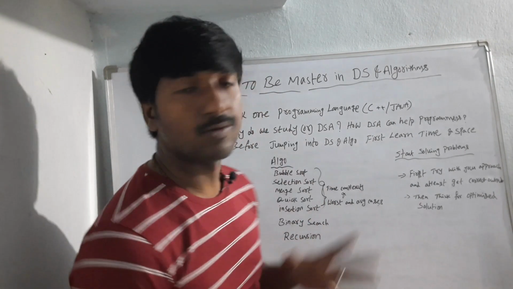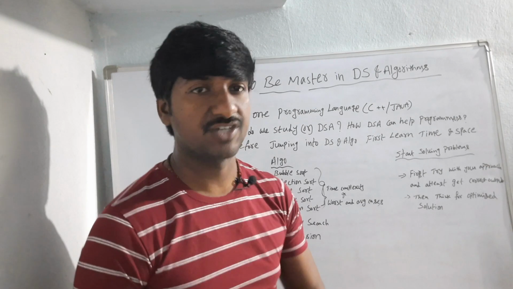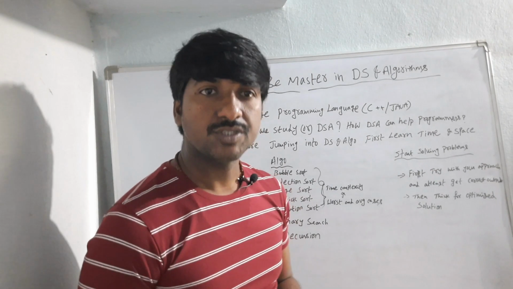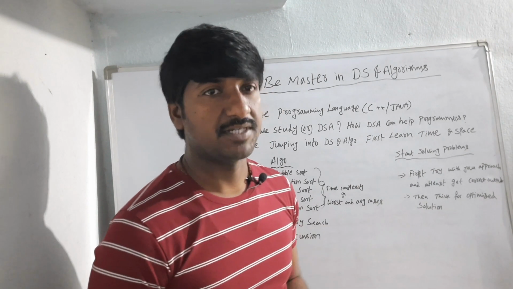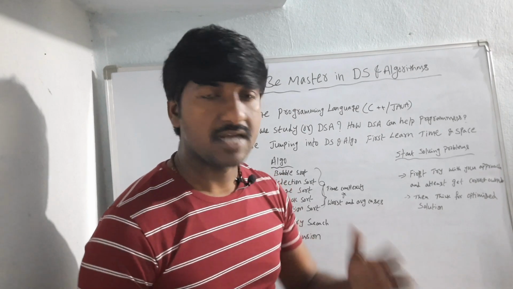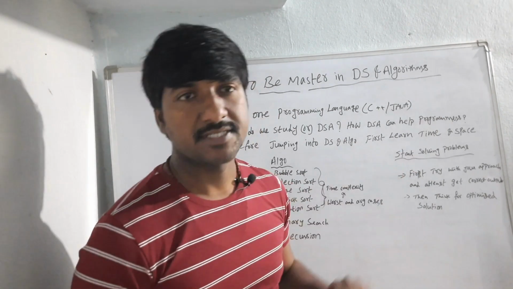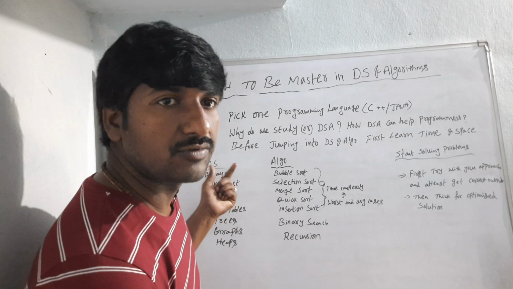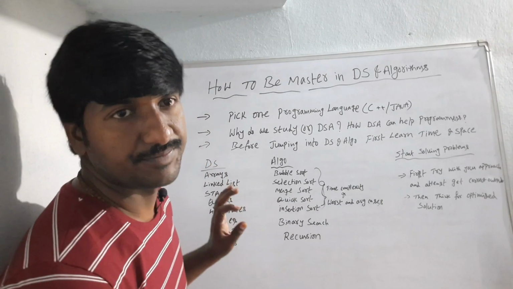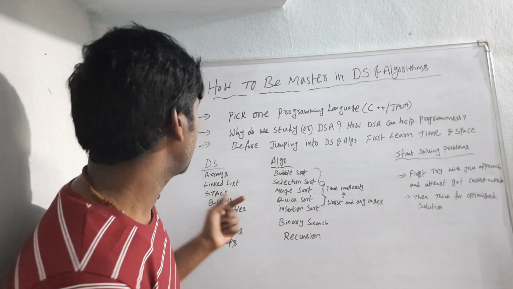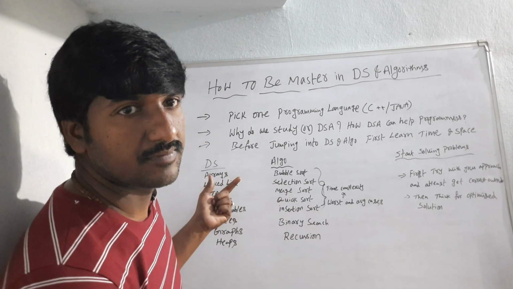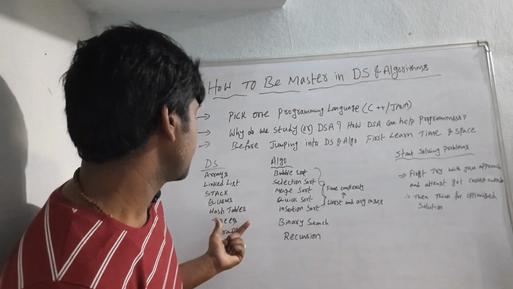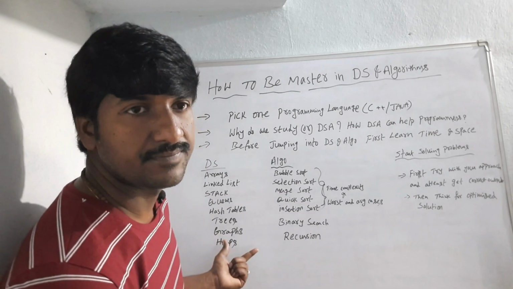First, you have to pick one programming language, either C++ or Java. Then before jumping into data structures and algorithm concepts, first you have to learn time and space complexities. You must understand the concepts of time and space complexities. After learning them, you have to learn data structures. Initially you have to start with arrays, and then linked list, stack, queue, hash table, trees, graphs and heaps.